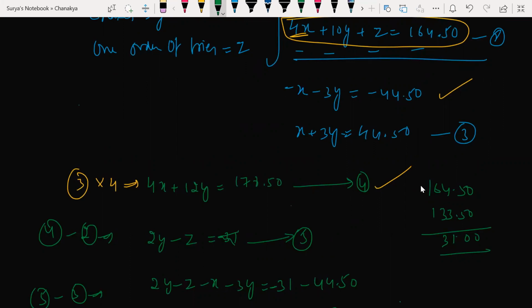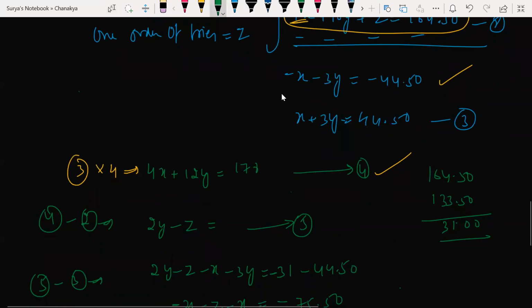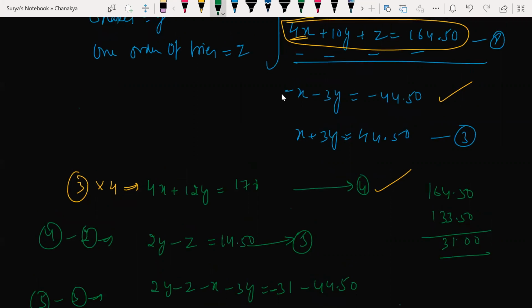Then you'll be getting plus only here. Sir, it's 178 only. So 178 minus 164.5, how much? 13.5. Sir, 178 minus 164.5 is 13.5. Yes. Then we will be getting this.